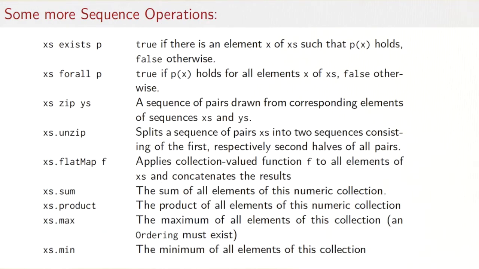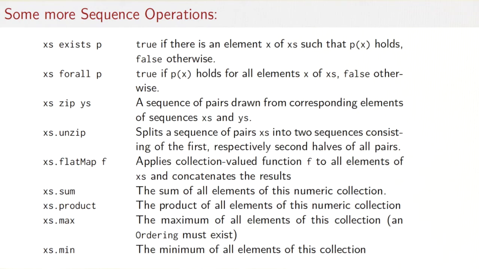So now that we have sequences, it's time to look at some more operations that exist uniformly for all sequences, including lists and vectors and ranges. The first operation is exists. So xs exists with the predicate p. This gives us true if there is an element in the sequence xs such that the predicate p of x holds. Otherwise it would give us false.